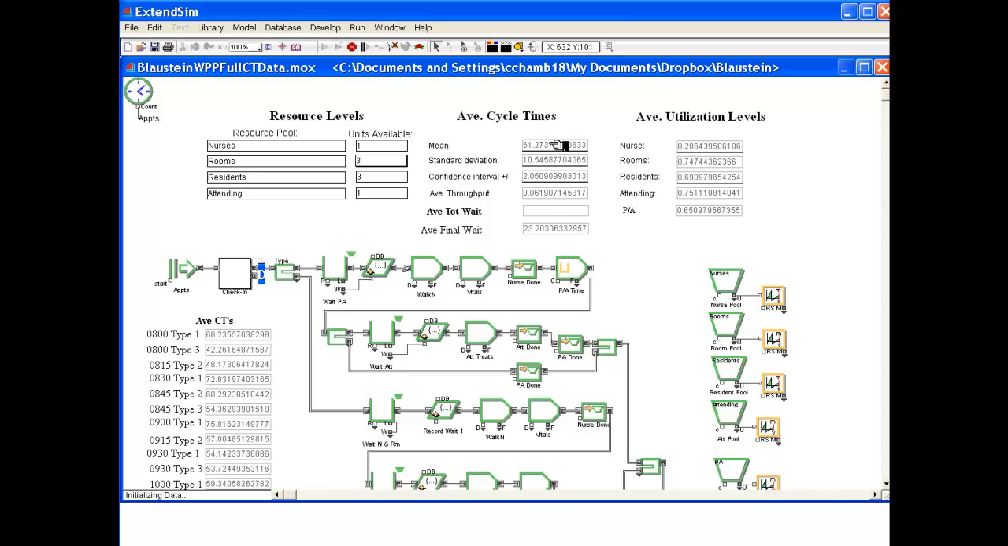So instead of just looking at a single clinical session, we're going to look at the results after 1,000 clinical sessions. The reason we do that is we don't know a priori what the distribution of waiting times or cycle times is going to be. But we do know, just from the central limit theorem, that the distribution of the average waiting times, the distribution of the average cycle times, distribution of the average utilization levels is going to be normally distributed.